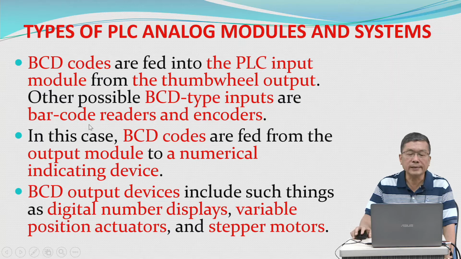In this case, BCD codes are fed from the output module to numerical indicating devices. BCD output devices include such things as digital number displays, variable position actuators, and stepper motors.